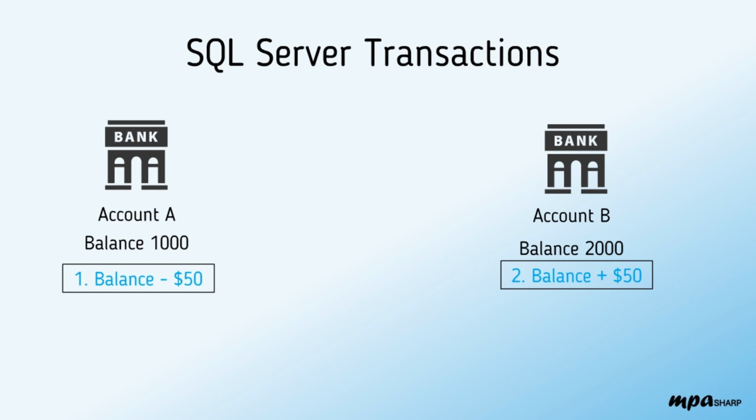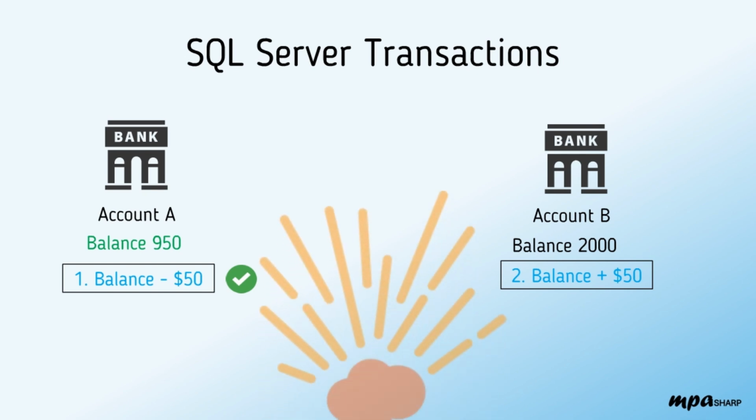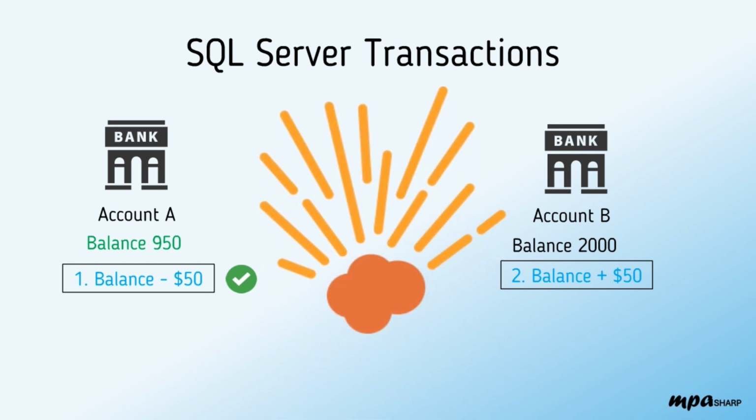As per our example seen here, when step 1 succeeds, account A's balance becomes 950. When step 2 succeeds, account B's balance becomes 2050. That's all good and everyone is happy. What if step 1 succeeds but step 2 fails? Maybe due to a network error or server crash. You'd end up with money disappearing from the source account but not appearing in the destination account.